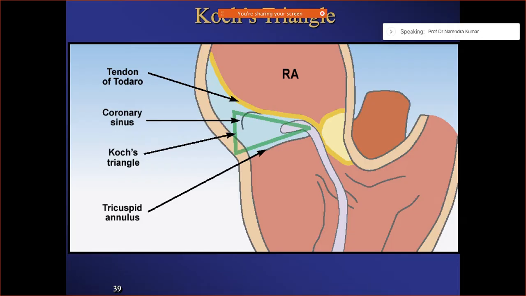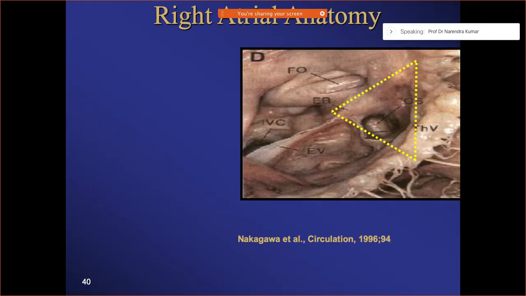The anterior or superior tract, which lies along the tendon of Todaro near the compact AV node, is the fast pathway. The posterior inferior tract, which lies along the tricuspid valve annulus near the CS ostium, is the slow pathway of the AV node, and thus the tricuspid annulus defines the third side of Koch's triangle. The slow pathway is farther away from the AV node and can usually be ablated without causing any complete AV block. That's why this small imaginary triangle is very important.